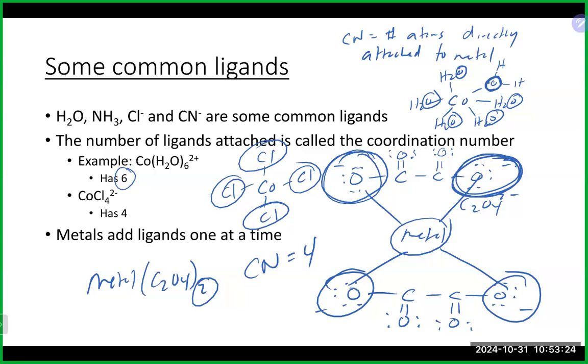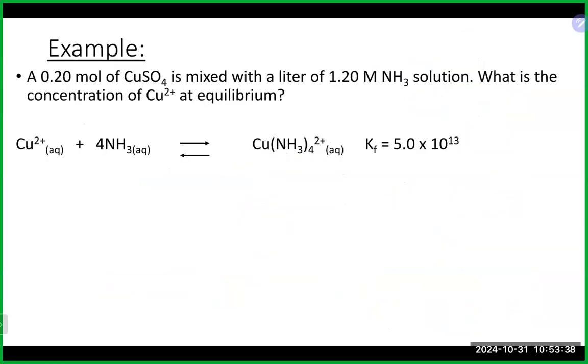In this case, with oxalate, even though there's only 2 of them, each one binds twice per molecule, which gives you a coordination number of 4. Any questions on that? We'll see more of that in a later chapter when we talk more about complex ions. All right, so let's talk about how we go about doing these types of problems. It's a little bit different than some of the calculations we've done before.